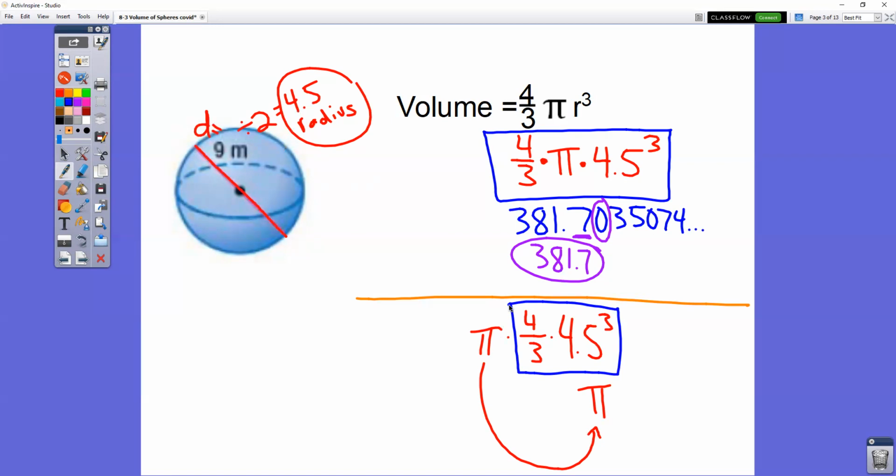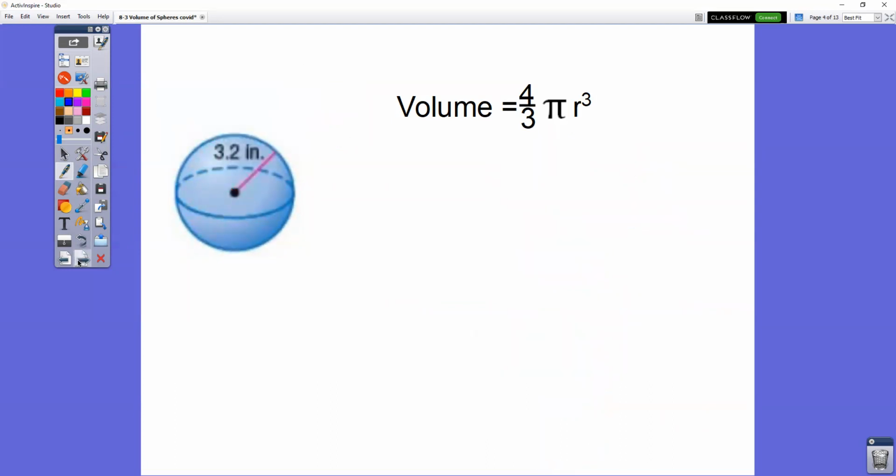So 4/3 times 4.5 cubed gives us 121.5. So our final answer is 121.5. Remember, if you get a big long decimal answer here, do not round it. This is not a rounded answer. That's what it actually comes out to be. All right. So I'd like you to try one of these on your own, please. That says 3.2. Go ahead and find it both ways, rounded to the nearest tenth and in terms of pi. Go ahead and try this one on your own, please.